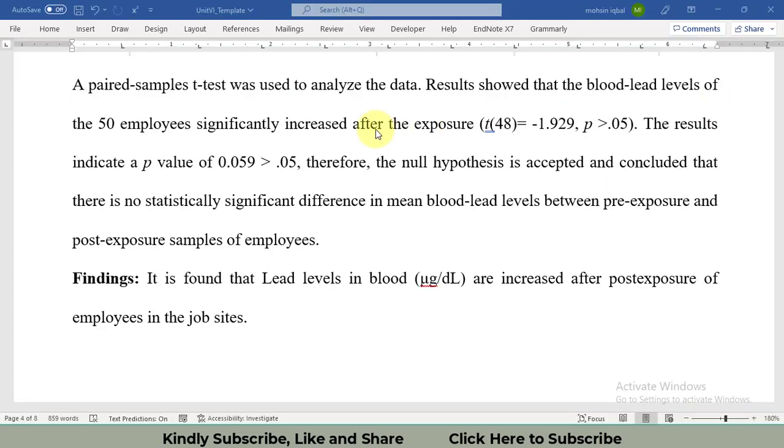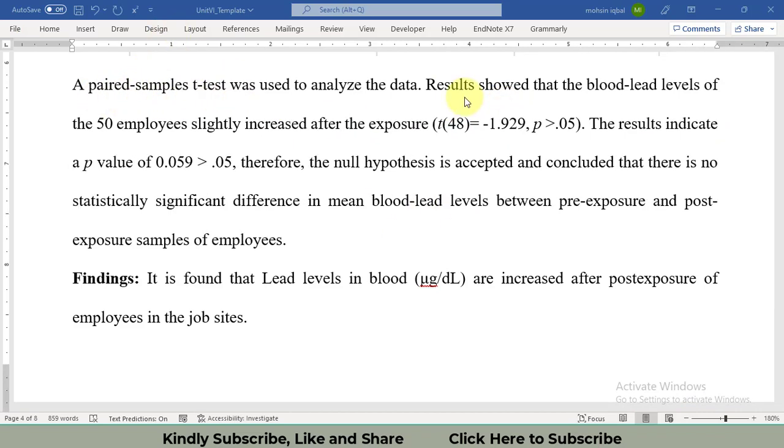Now we come towards the report. We have performed a paired t-test to analyze. Results showed that the blood lead levels for the 50 employees slightly increased after the exposure. t(48), where 48 is the degrees of freedom, minus 1.929 is the test statistic, and the p-value obtained is 0.059. This is the way we can write the report in APA style.